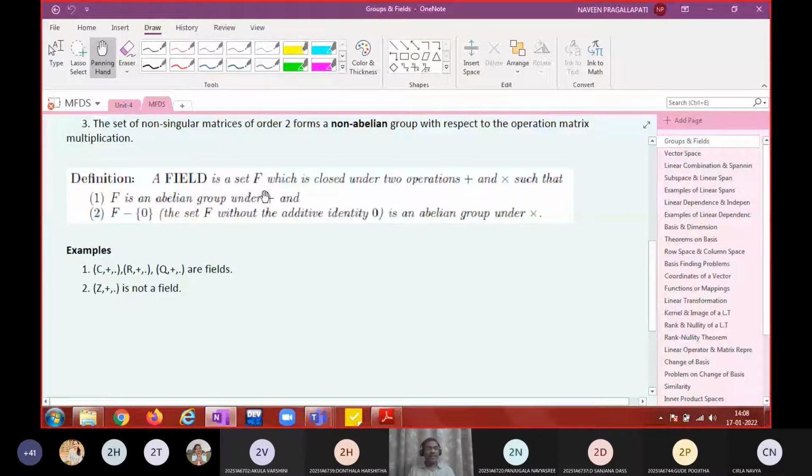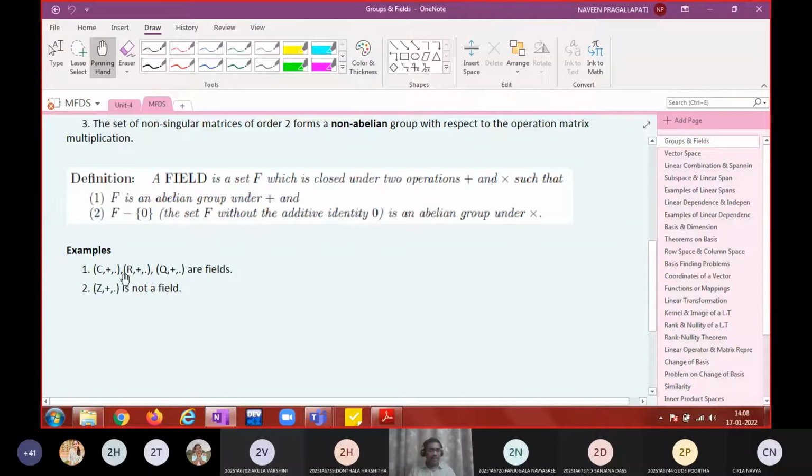Okay, so a field is something which is a group with respect to the first operation, in fact an abelian group with respect to the first operation. And if you remove the zero element from the set, and with respect to the second operation the resultant set is an abelian group also, then the set F is said to be a field.